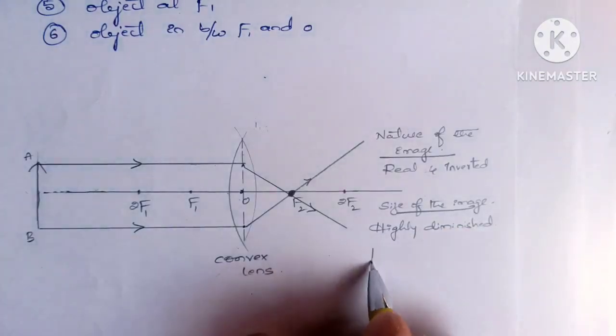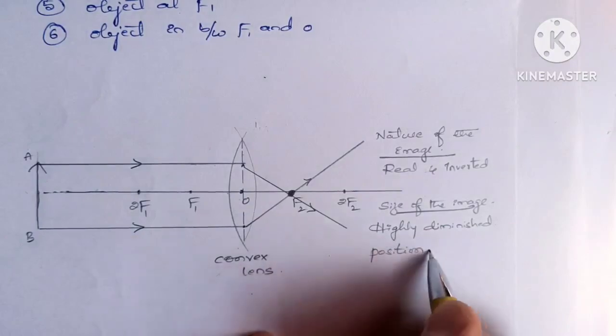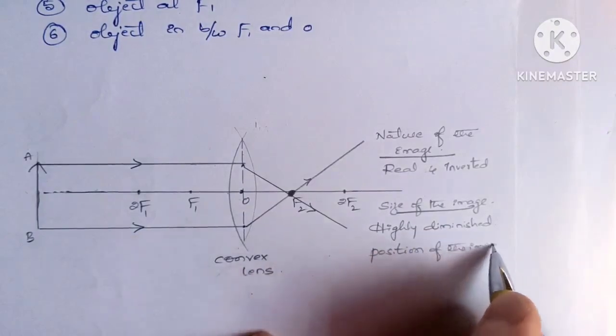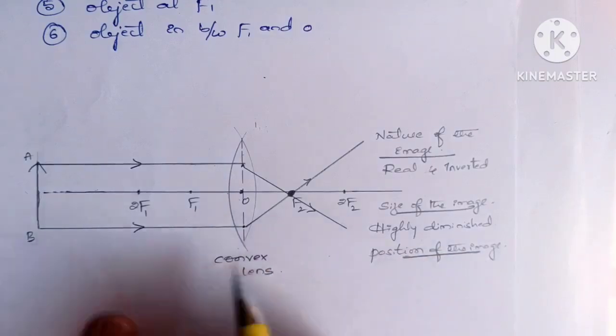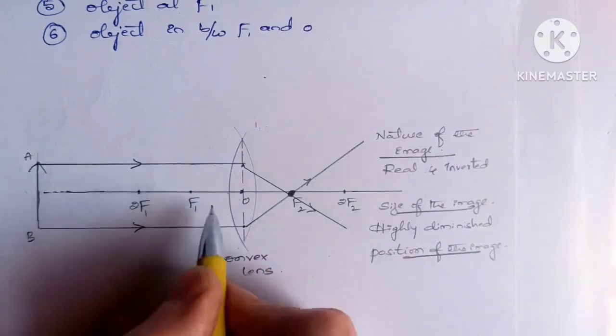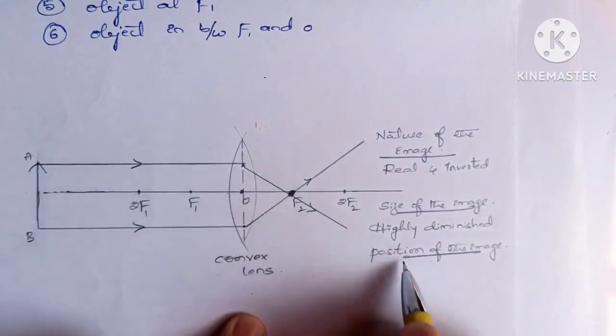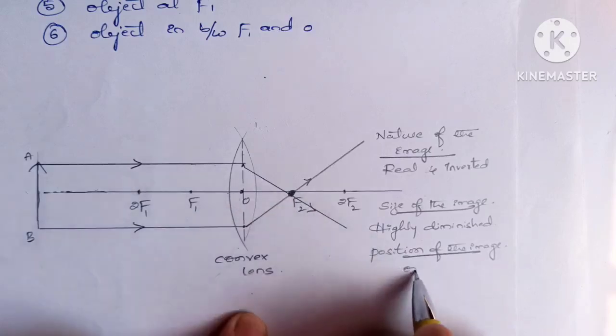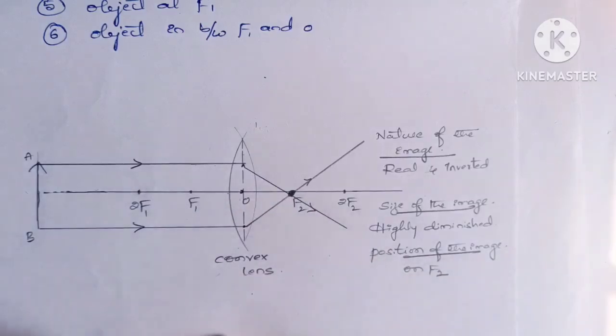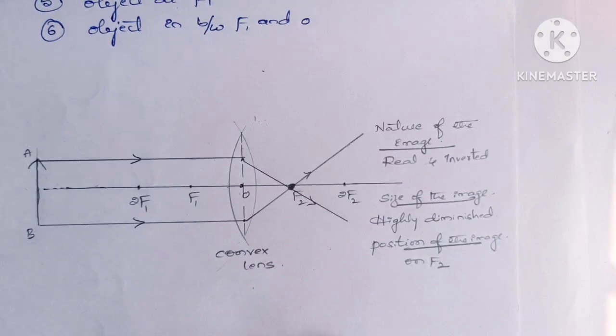And now one more you need to write, that is position of the image. See, when we took the object at infinity position by convex lens, the image will form on F2. By seeing the construction easily we can write the position of the image formed on F2. Now our first construction is ready. So the same procedure we need to follow for the rest of the constructions.